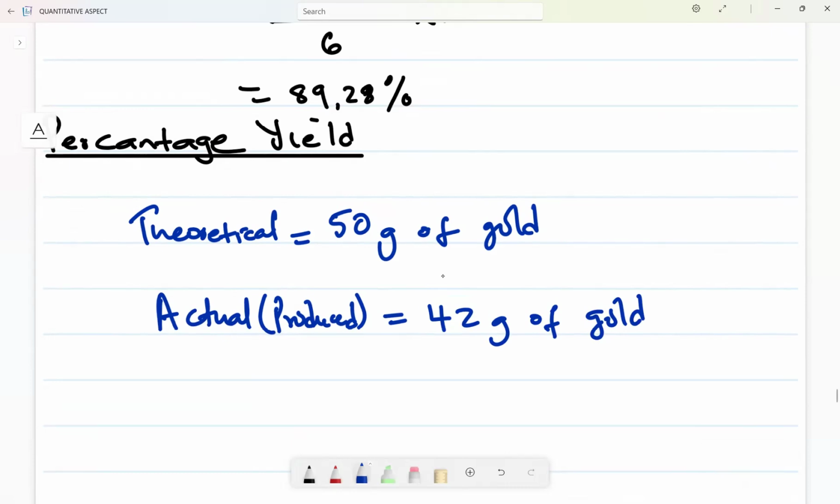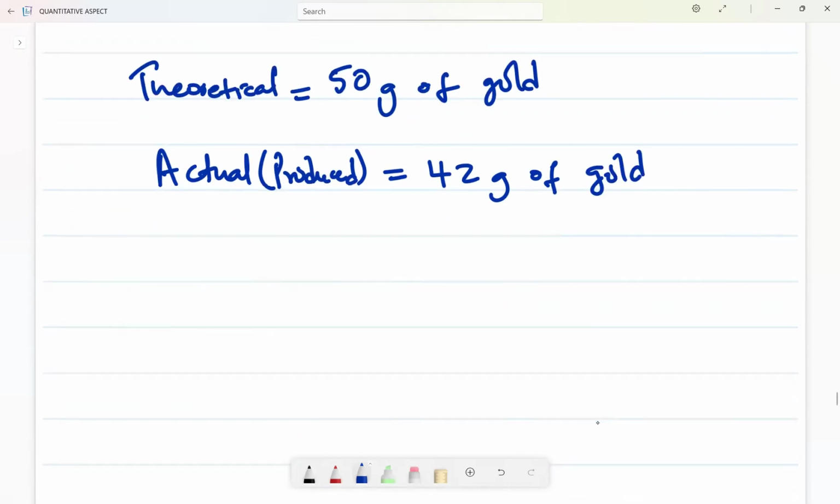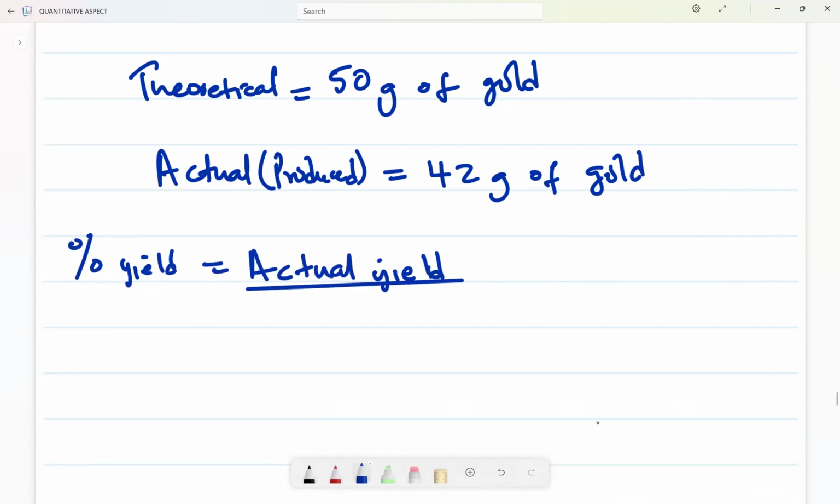The percentage yield is calculated as follows. It is going to be the actual yield, the one that you get or the one that is produced, divided by the theoretical yield. For now, we are going to be given the actual yield because it's not the one that we can physically go and do again. So they will give us that actual yield.